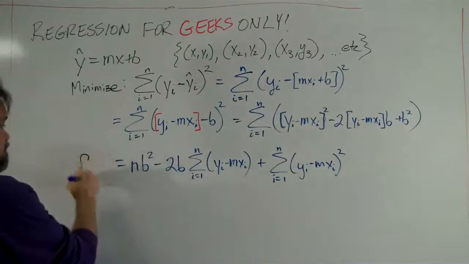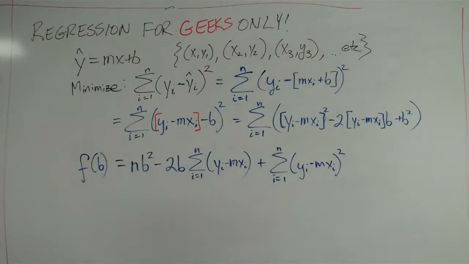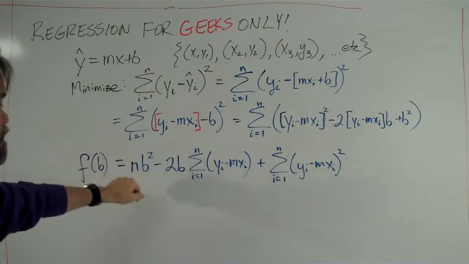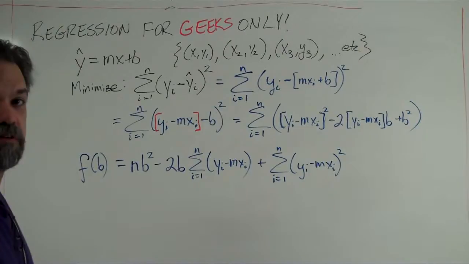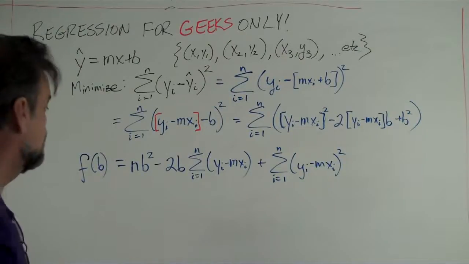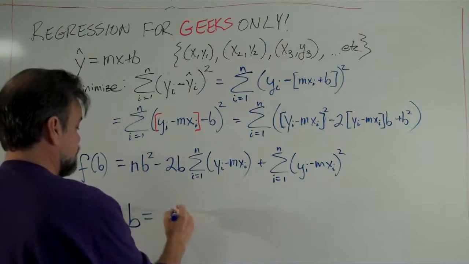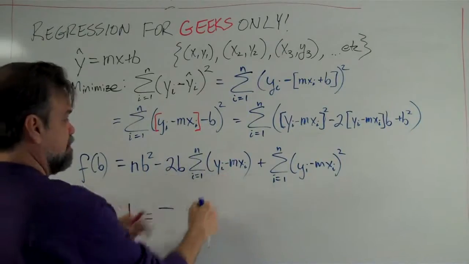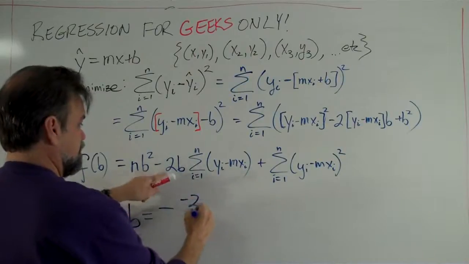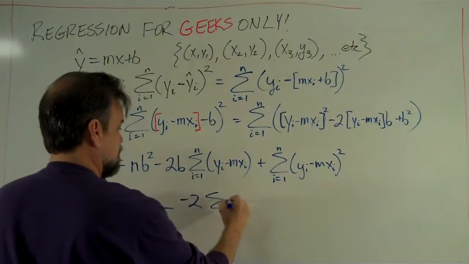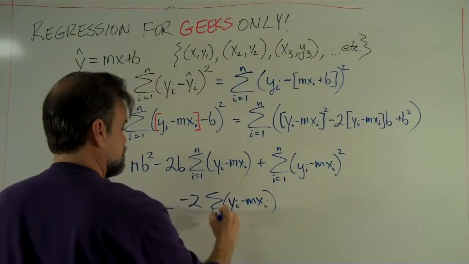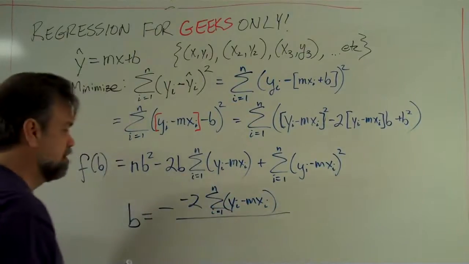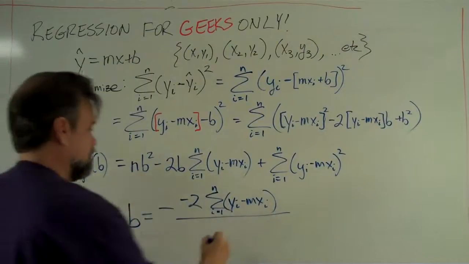this is a function of b. Okay? It's a function of b. And not only is it a function of b, it's a quadratic function of b. Something times b squared minus something times b plus something. That's a quadratic function. I know how to find the minimum of a quadratic function. It's going to be where b equals negative middle coefficient, so that's negative 2 times this mess, the sum of yi minus m xi, as i goes from 1 to n, over 2 times this guy.